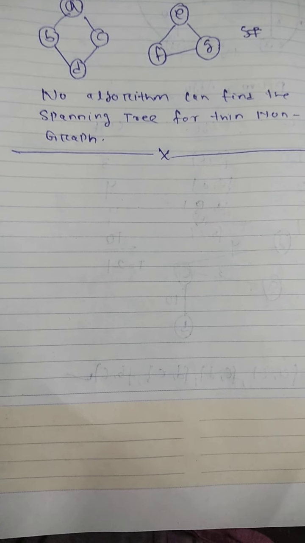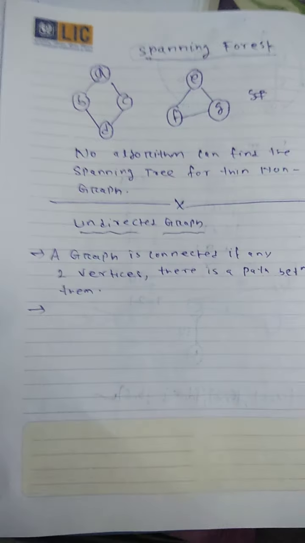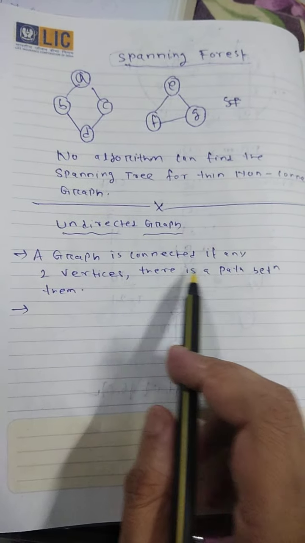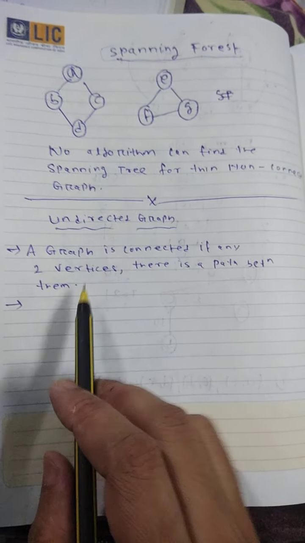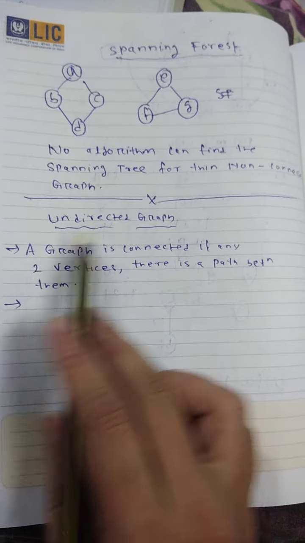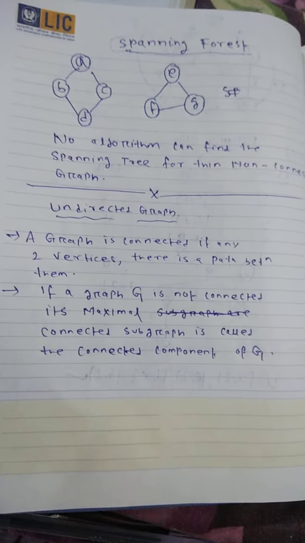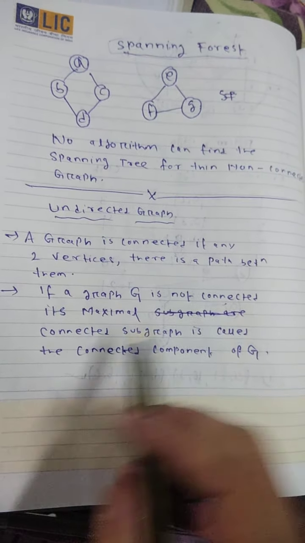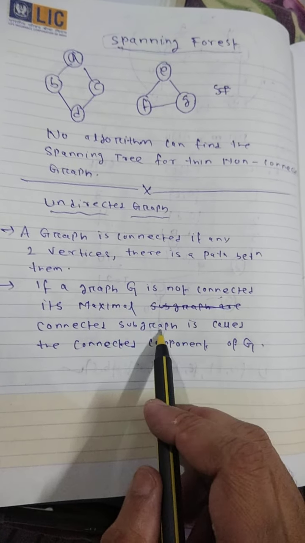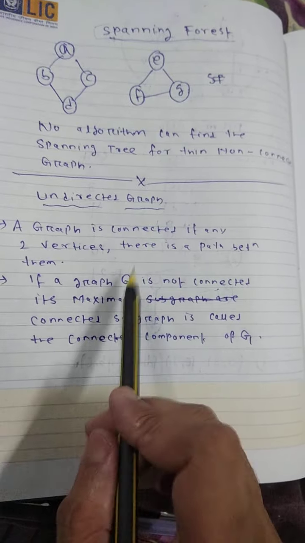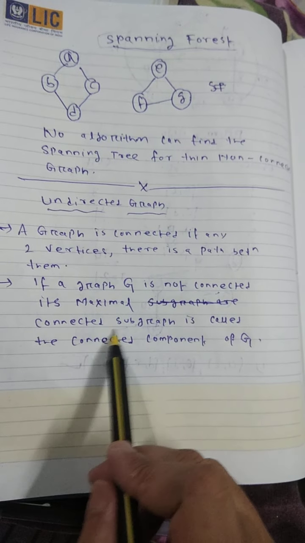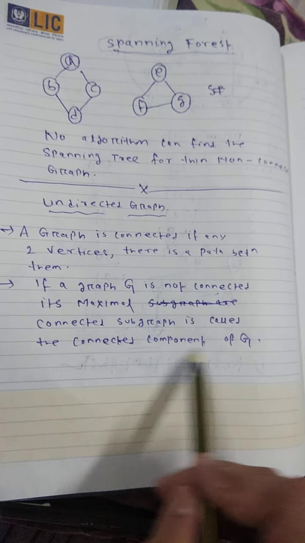Okay, so in this session we will discuss a small problem related to a directed or undirected graph. As you know, a graph is connected if for any two vertices there is a path between them. Then we say that the graph is connected. If a graph is not connected, then its maximal connected subgraph is called a connected component of G.